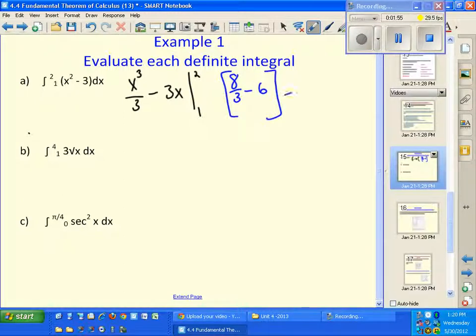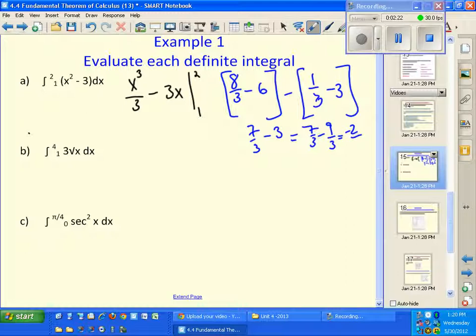And then I'm going to subtract away my lower, which is 1/3 minus 3. And so then just simplifying that, well, 8/3 minus 1/3 is 7/3. And 6, this is minus a negative, so it's negative 6 plus 3, which would be minus 3. So it looks like I'm left with 7/3 minus 9/3, which gives me a negative 2/3 for area. Now you're probably asking yourself, how am I dealing with negative 2/3 for area? Well, that's an area below the x-axis.